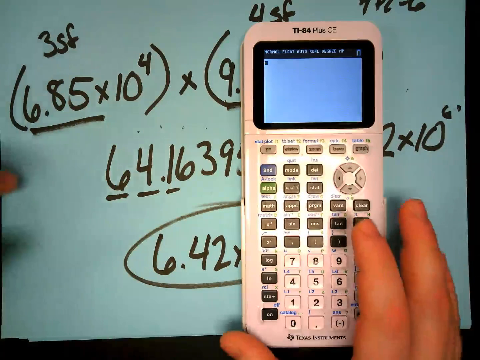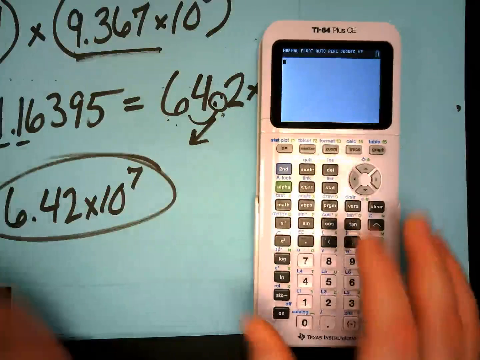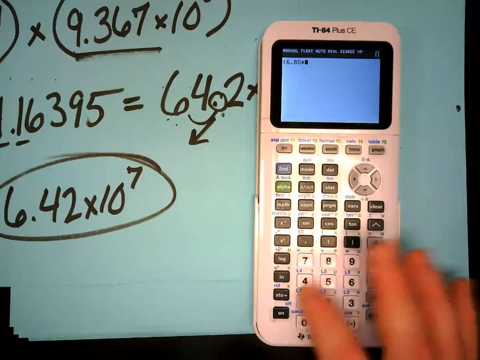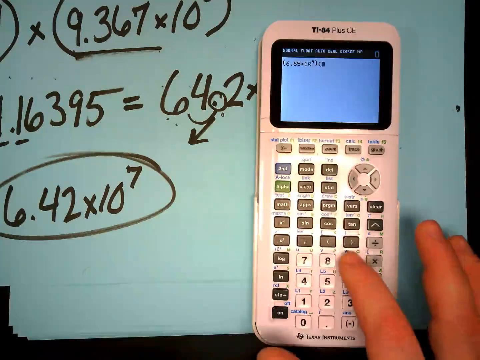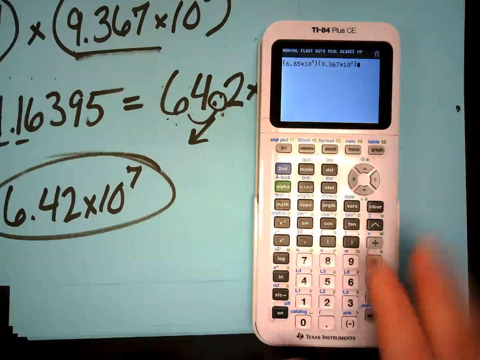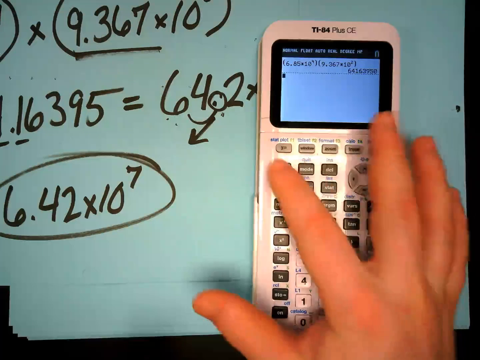And just to double check that on my calculator, let's see, it's going to be 6.85 times 10 to the 4th power multiplied by 9.367 times 10 to the 2nd power. And I'm going to get this big old number, okay?